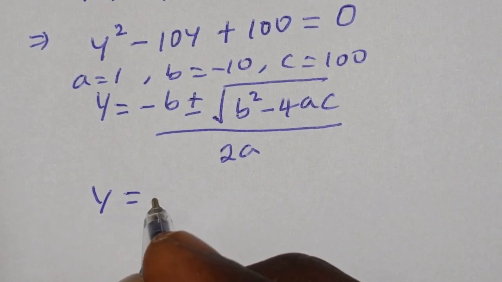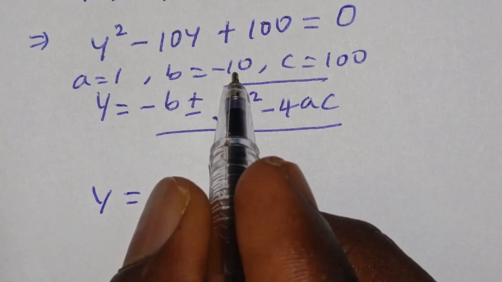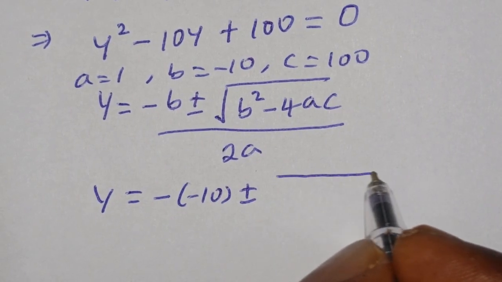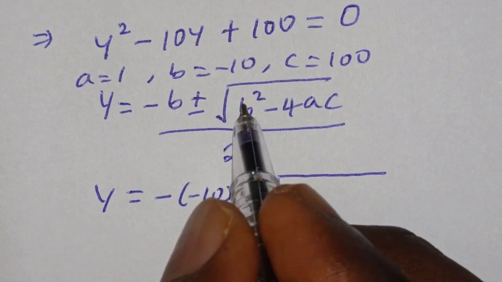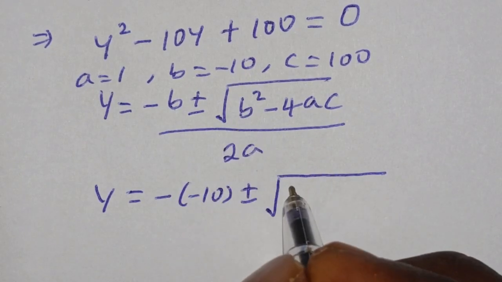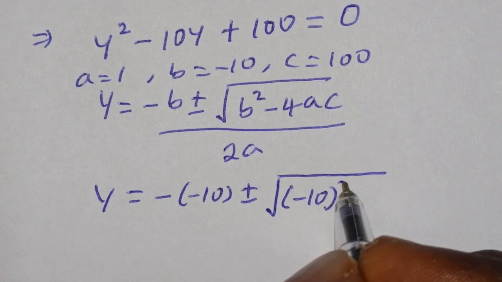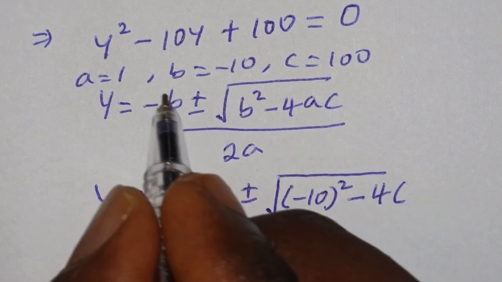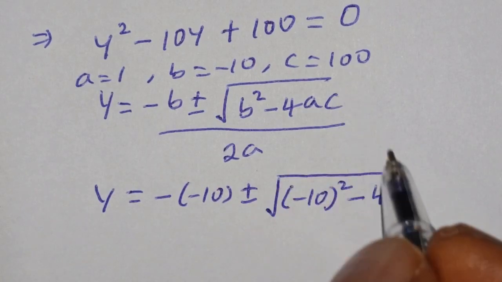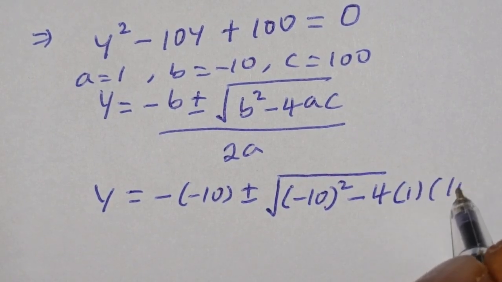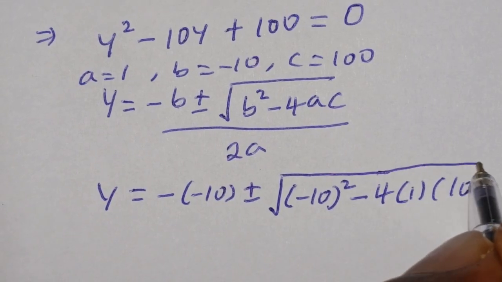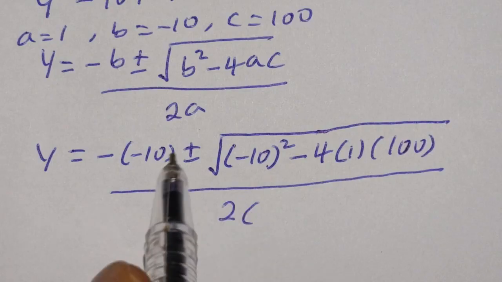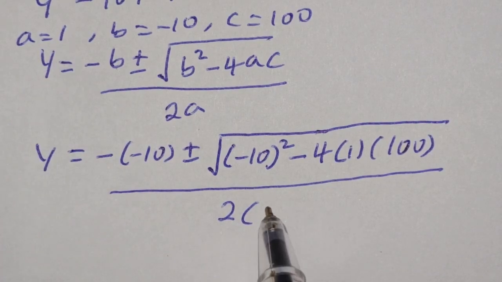y equal to minus, what is b? b is minus 10, plus or minus square root of b square. If you plug minus 10 here, we have minus 10 all square minus 4 into, what is a? a is 1, c is 100, into 1 into 100. Let's extend the square root. Everything divided by 2 into, what is a? a is equal to 1.